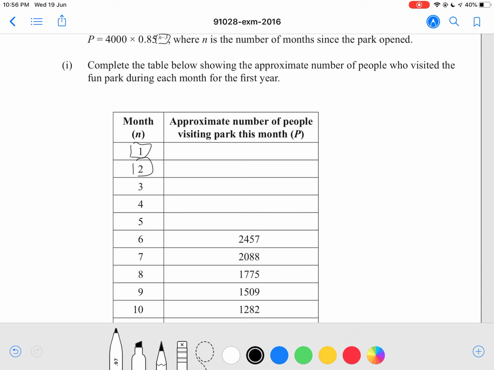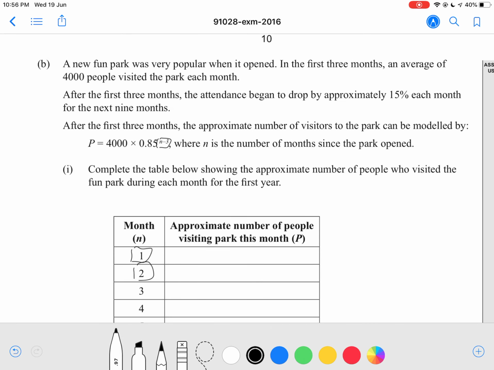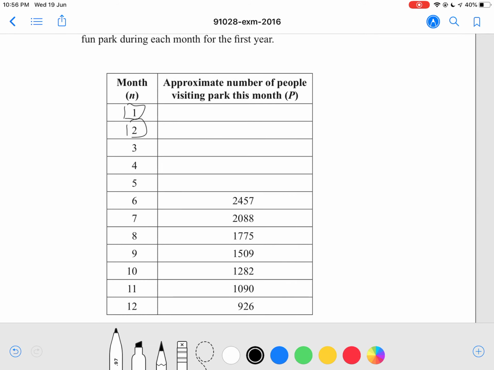For month 2, we'll substitute n equals 2. For month number 3, we'll substitute n equals 3, and so on. So you'll just be plugging this into a calculator, okay? But it does tell you that in the first 3 months, an average of 4,000 people visit the park each month. So for the first 3 months, it's 4,000 people per month, and then it began to drop.